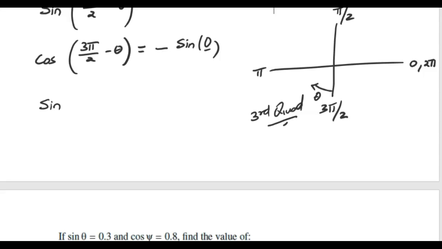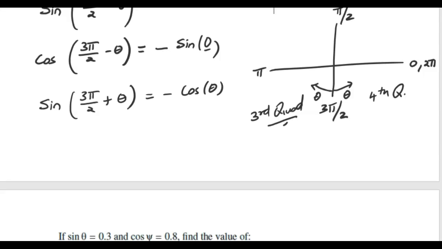So if I take into account the fourth quadrant, I'm going to have sine of 3 pi on 2 plus theta, which means in this direction, plus theta takes me to the fourth quadrant. In the fourth quadrant, the only ratio that is positive is cos, so sine is going to be negative. So I'm going to have minus cos theta. And finally, the last relationship is for cos of 3 pi on 2 plus theta. Fourth quadrant, cos is positive, therefore the answer is just equal to sine theta.